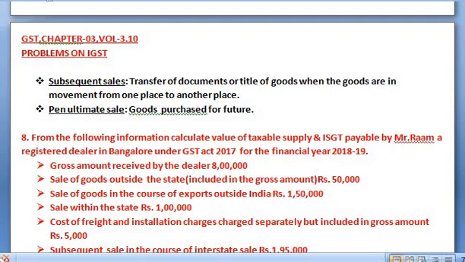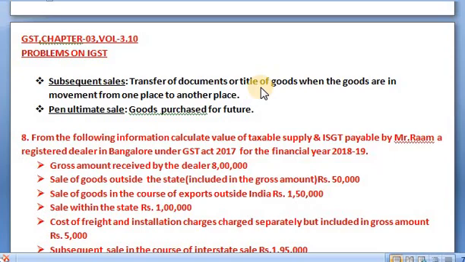So when it comes to the terms called subsequent sale or penultimate sale, don't get confused over there. Subsequent sale is nothing but the transfer of documents or title of goods when the goods are in movement from one place to another place, or when the goods are in transit. These are the terms which we use. Nothing but the goods is already sent, it is on the way to the delivery place or to the place of consumer or customer. In that period of time, you go for transferring some documents related to that particular product, maybe the agreement it can be, or sale deed it can be, or anything for that matter related to that particular product. You try to transfer some documents.